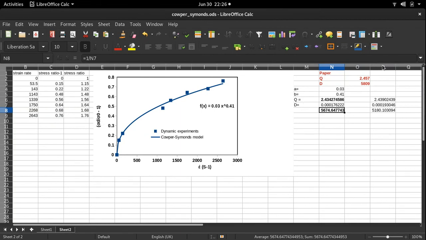Okay, so here I have explained how to determine the Cowper-Symonds material model parameters by using an Excel sheet. Whatever data points I have taken, I have taken from papers, and the details of that paper I will give you in the description box.